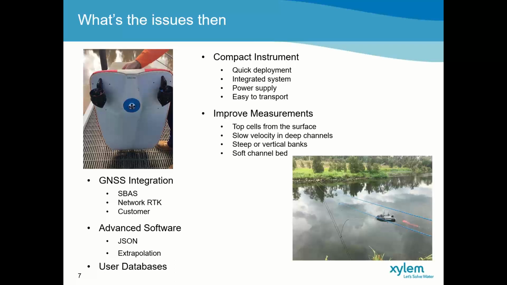Advanced software solutions. Having a data file or data format that's universal is critical nowadays. JSON is an open format that's used by thousands of users across the world, so it's not a hydrographic or hydrometric specific format, and there are a significant amount of advantages using JSON.